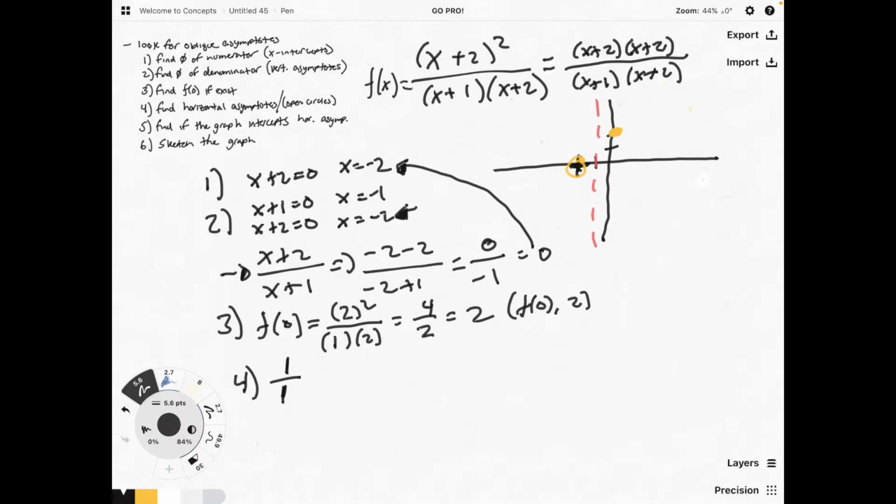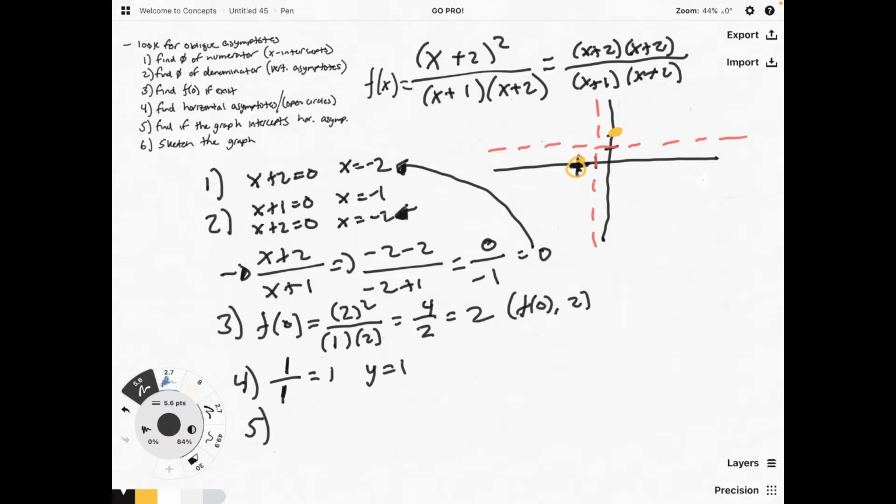What we did to get there, if you FOIL the numerator together, you're going to get x squared plus 4x plus 4. The coefficient in front of x squared is 1, and that is how we get our highest leading coefficient. We're going to do the exact same thing in the denominator, which is also equal to 1. So that's how we got that. And 1 divided by 1 is equal to 1. This tells us for our horizontal asymptote, y equals 1. When we plot our horizontal asymptote, we just need to go through 1 to show that.